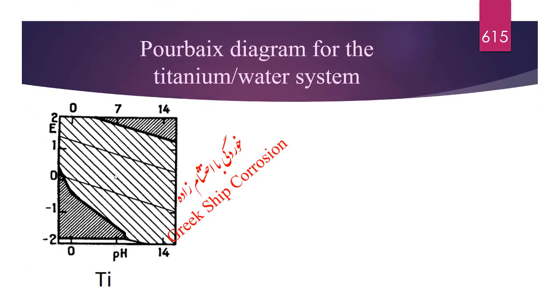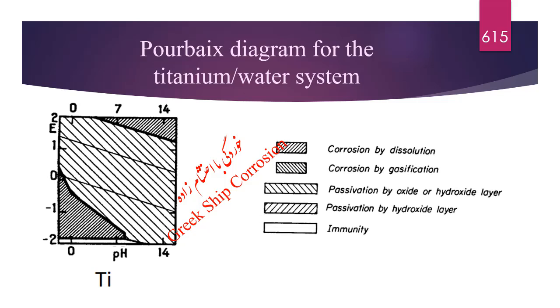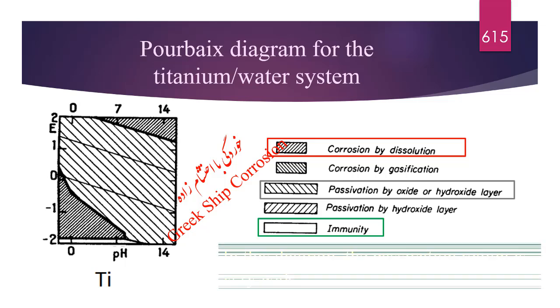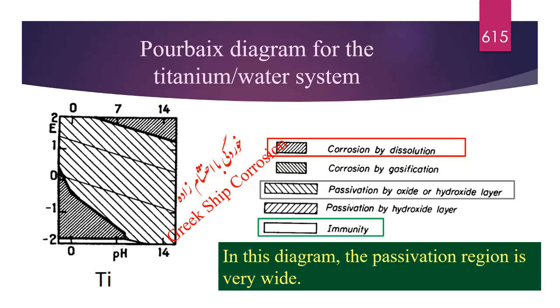Pourbaix diagram for the titanium-water system. A very small immunity region, corrosion by dissolution, and a wide region of passivation by oxide or hydroxide layer. In this diagram, the passivation region is very wide.